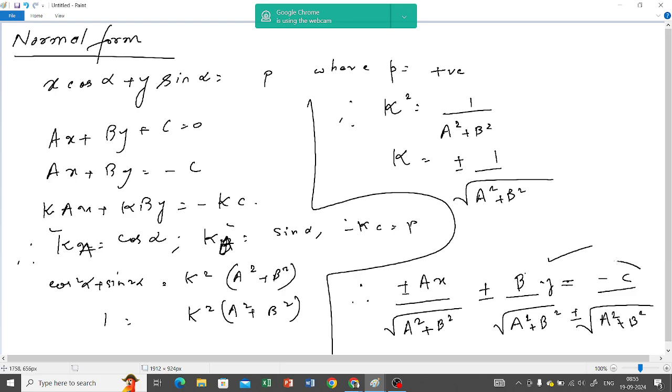Now remember that this RHS portion should always be positive. Why? Because this is the distance, right? When we have a line like this, and this is my normal, p is the distance, so p is always positive. So that is why this RHS should always be positive. Do you understand?